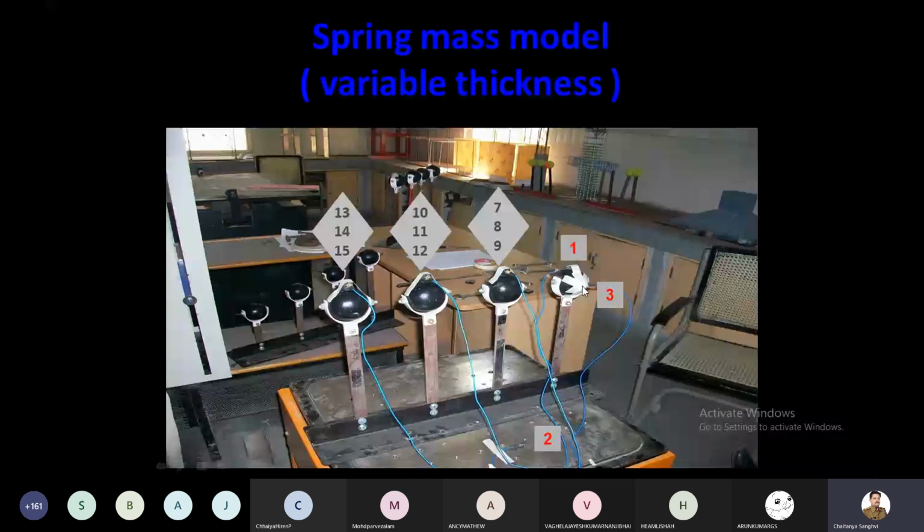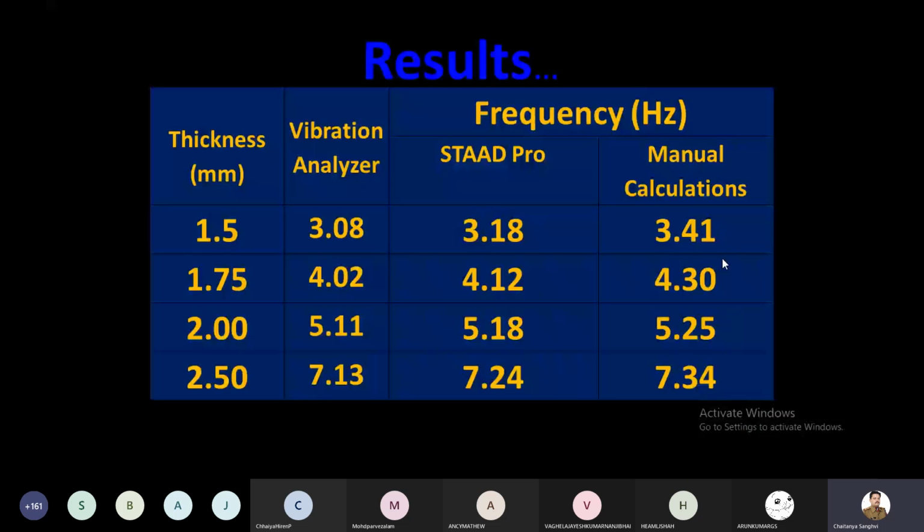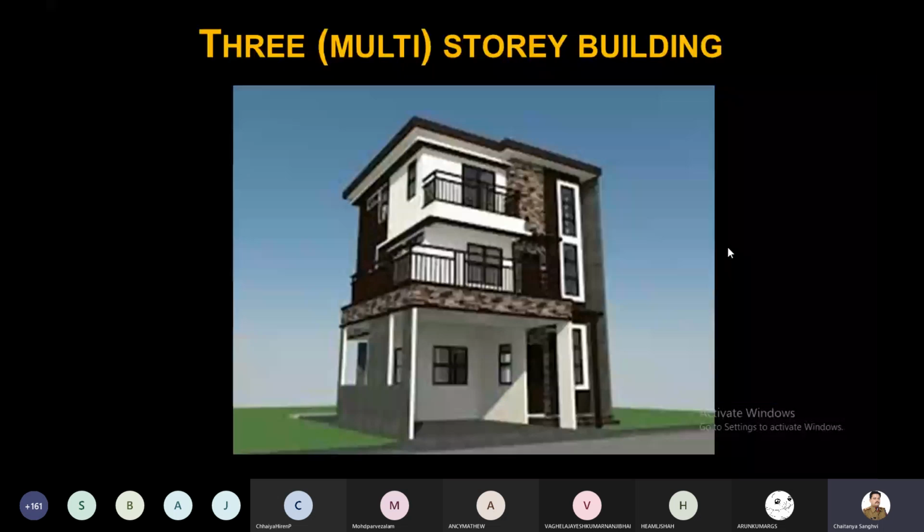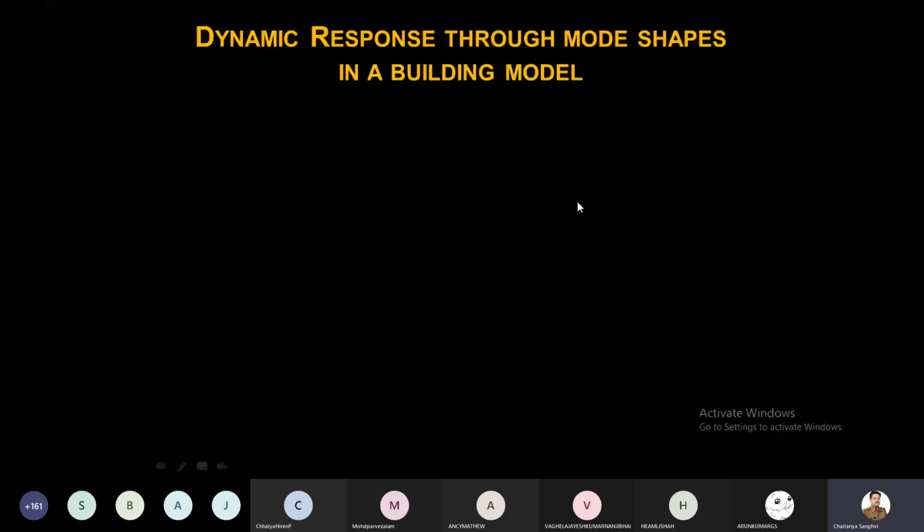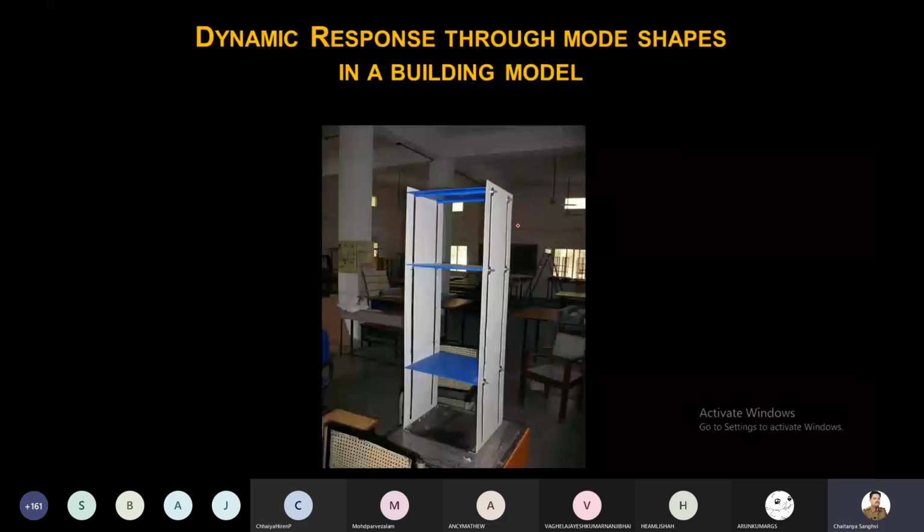Then next experiment, we are not talking about a single story building. We talk about the 3-story building. This is the first story, second story, this is the third story, right? So this is the first, second and third. We are talking about a 3-story building, right? And we have prepared a model. Right? Now you see what exactly we did.